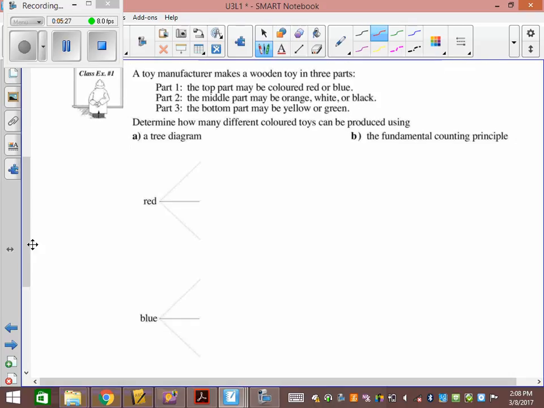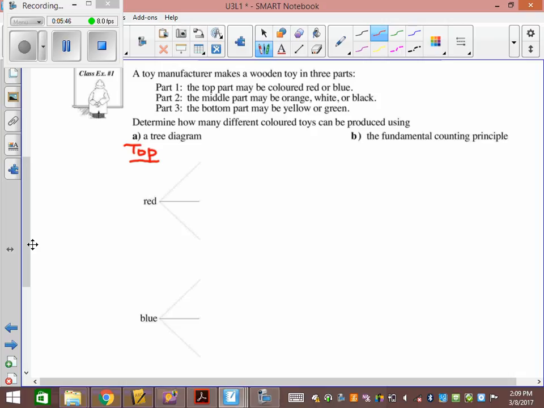So part 1, the top part, may be colored red or blue. So I'm going to label this as top, because I always put my label along the top and then I put my options down. And you're going to have trees actually going out sideways. So my options for part 1 are red or blue.